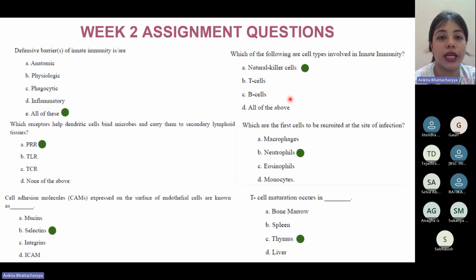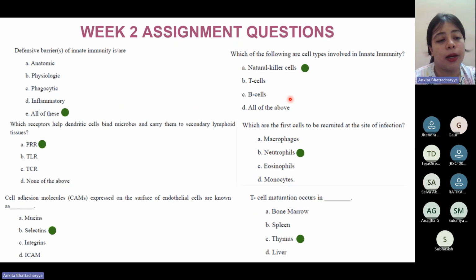For week two, we had a different set of questions. The defensive barriers of innate immunity are, we went into more specifics about innate immunity, but the defensive barriers of innate immunity are anatomic, physiologic, phagocytic, and inflammatory. If you remember, again, there was a table that showed this, and of these, all of the options are actually correct, and they are all different levels of regulation of the innate immune system, and therefore the correct option was option E.